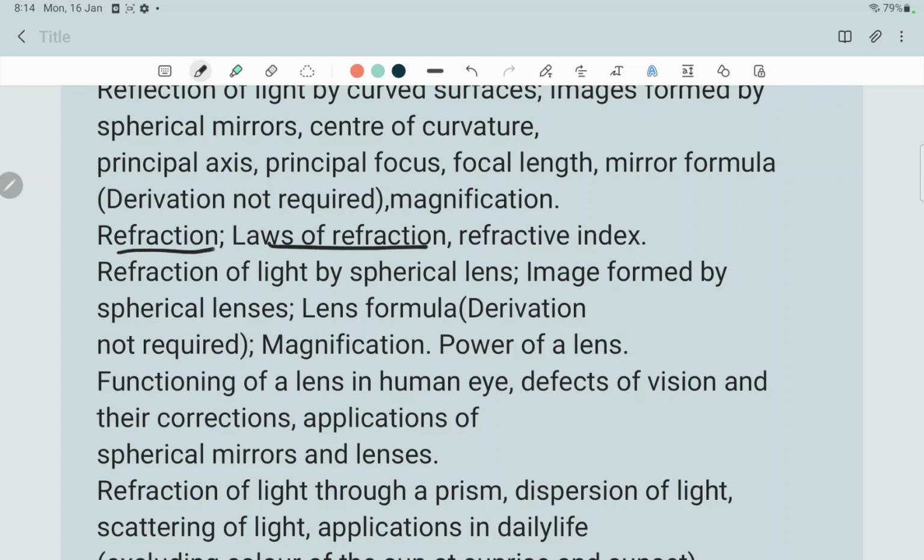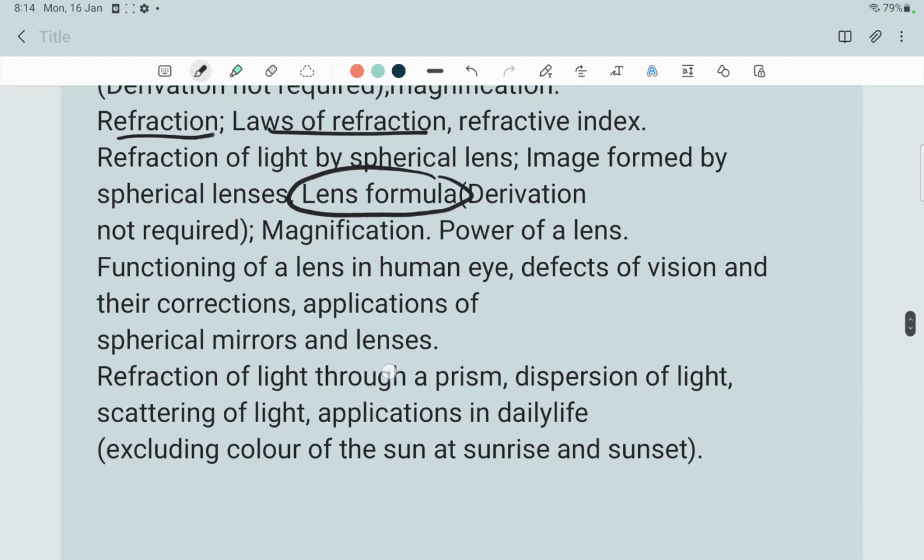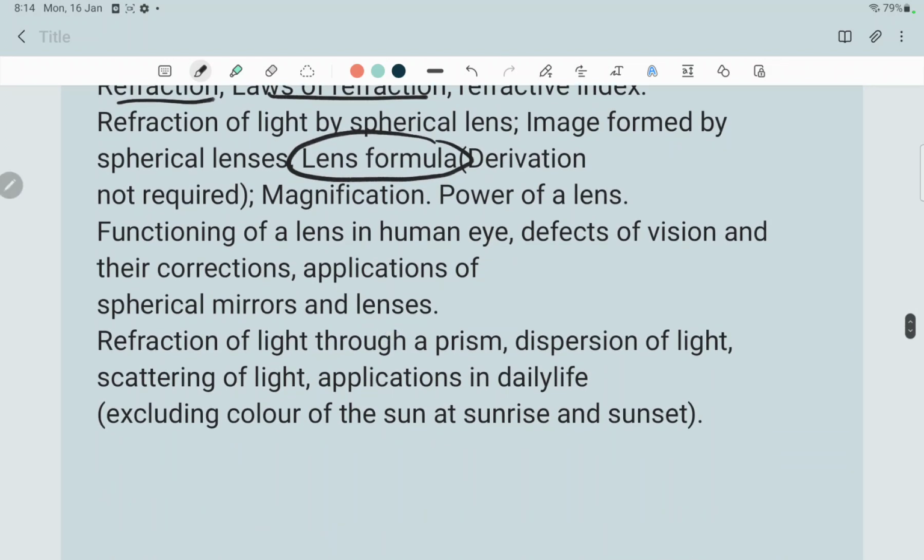Apart from that, we must know all these formulas, the lens formula, the mirror formula, then power, then there are different formulas which are given in between the chapter. So you should know how to solve questions based on these. So magnification would be there, and the next part of the same unit is functioning of the human eye.